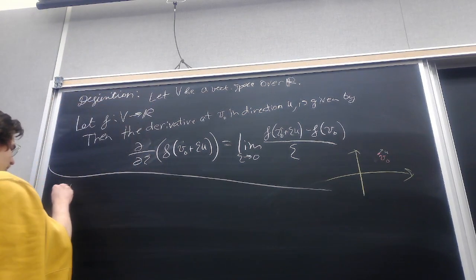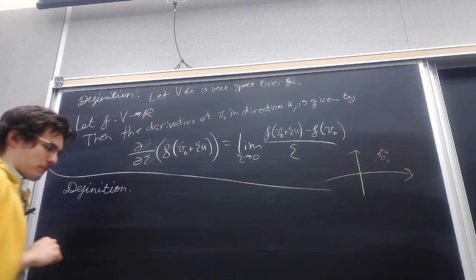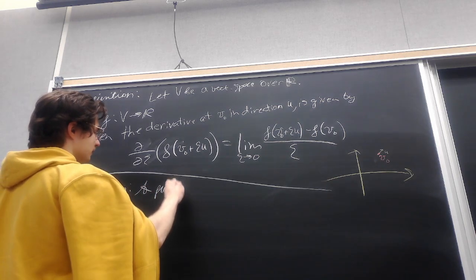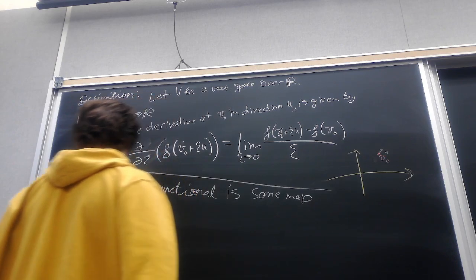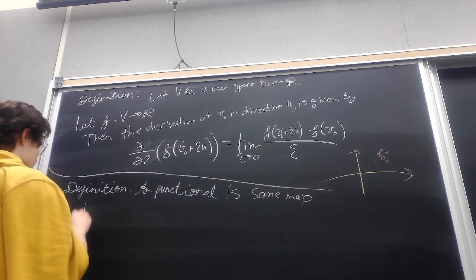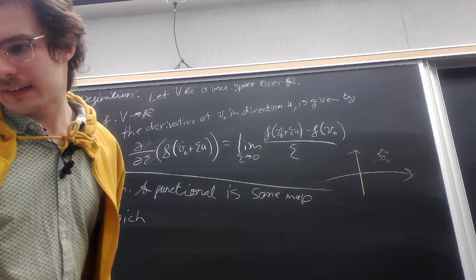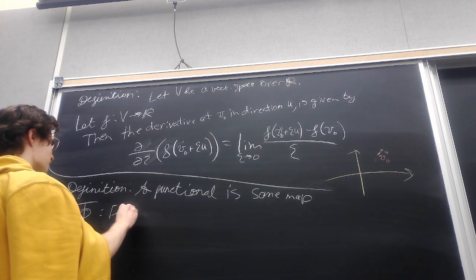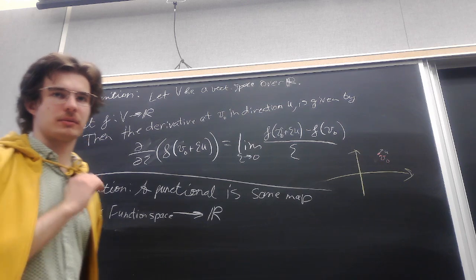So we're going to have the following definition. A functional is some map, let's call it capital F, which takes in some function space and outputs, say, a real number. Could be a complex number, doesn't matter.